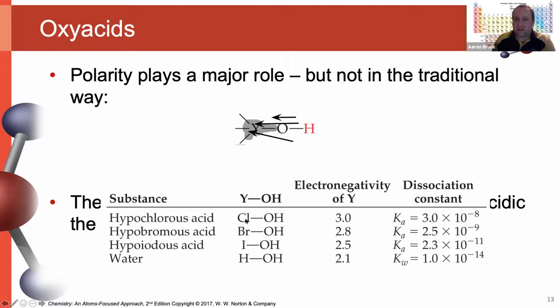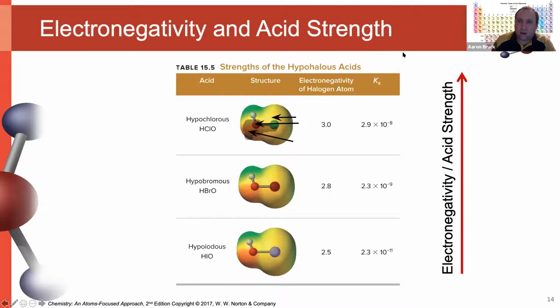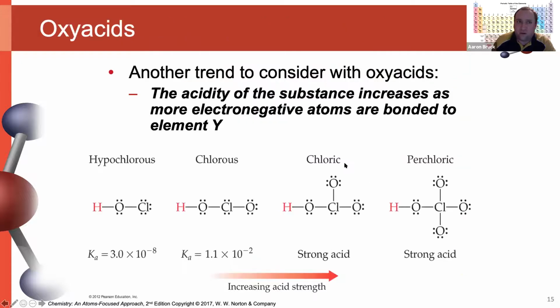So take a look at the differences here: the electronegativity of chlorine versus bromine versus iodine. We can see that as our electronegativity dips, so does our dissociation constant. And this is true across the board. So here are our hypochlorous, hypobromous, and hypoiodous acids. The electronegativity of those halogens has a significant role in the dissociation constant for the acid itself.